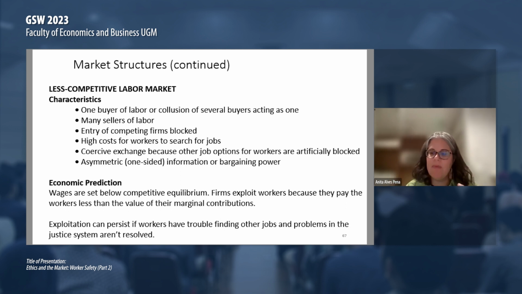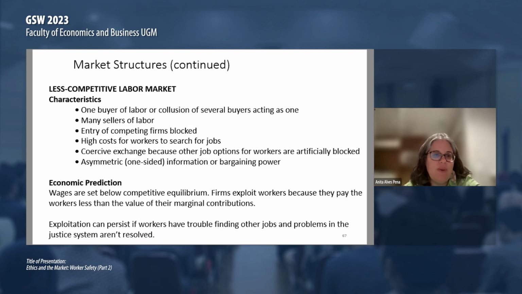Monopoly, oligopoly, those are terms that are used a lot in economics to examine market structures. But recall that for labor markets, we're switching up the buy side and the sell side. The buy side is the buyer of labor, it's the firm. And so when we think about market power, we might not be thinking about one seller, we might be thinking about one buyer of labor. So instead of calling this a situation of monopoly, some researchers would call this monopsony, or instead of oligopoly, oligopsony. And that's what we're seeing here with this first bullet point as a characteristic: one buyer of labor, or collusion of several buyers who are acting as one, so a monopsony or an oligopsony.